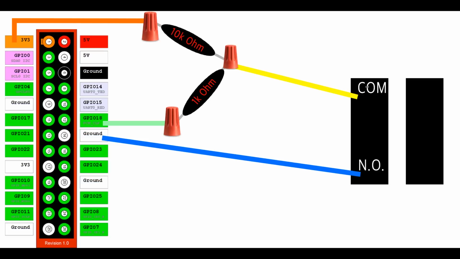I know COM stands for communication. I'm not sure what NO stands for, so don't ask me on that one. I think it stands for normally open, but I'm not exactly sure. Anyway, the wiring we want to do is connect NO to pin 14, which is ground.